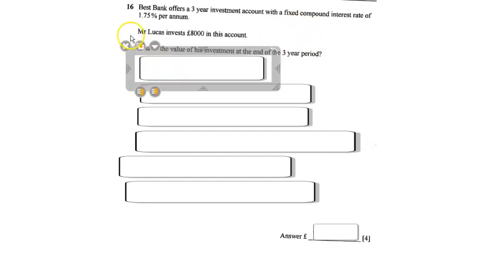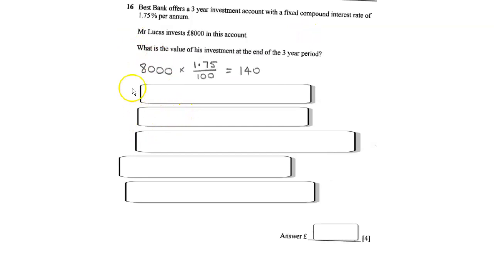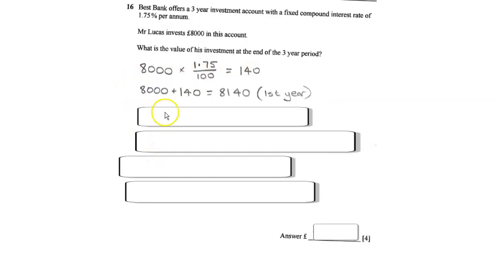The first thing you would do is take 8,000, which is your initial investment, and find 1.75%. You can represent that as 1.75 over 100 and key it into your calculator, and you should get £140. So that's your interest for that year. Then we add it on to 8,000, which becomes 8,140. That is how much he has in his account after the first year.